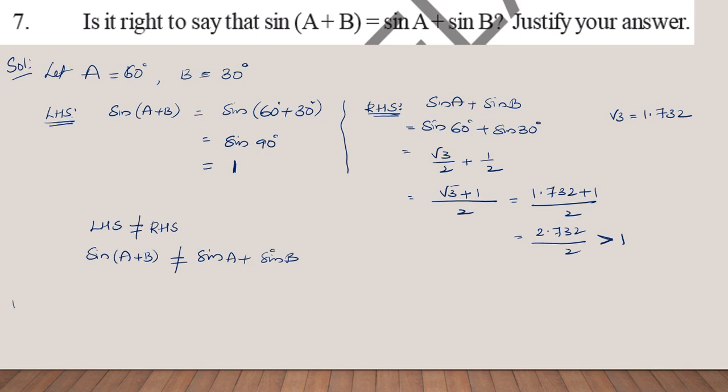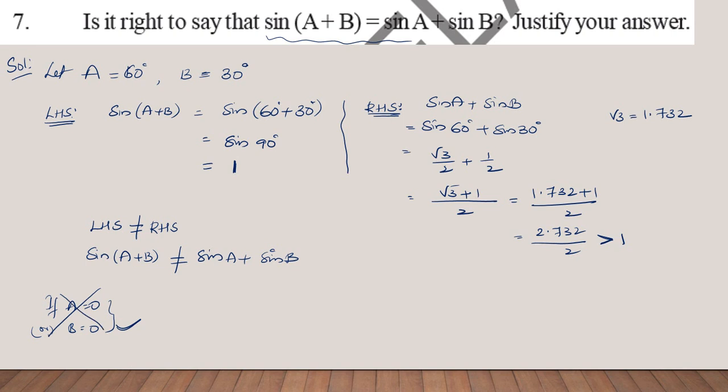For suppose if either of those two angles, A or B, is equal to 0, then we can say that sine of A plus B is equal to sine A plus sine B. So it is a special case, right? But what he is saying is, is it right to say? That means it should always be satisfied, but here it is not always possible. So these particular special cases we should not consider.